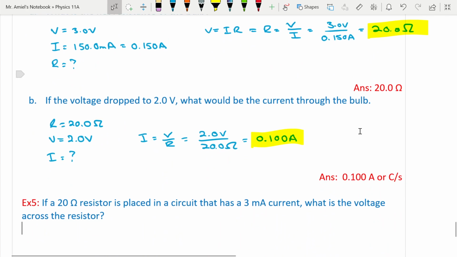Now we've got 20 ohms here, so we know our resistance in this next question, which is, if the voltage dropped to 2 volts, what would be the current through the bulb? Well, we now know our resistance is 20 ohms and our voltage has dropped to 2, so we need to figure out current. So we're going to have current equals voltage over resistance. 2 volts over 20 ohms equals 0.100 amps. And you'll see here that we can say amps or we could say coulombs per second, because remember, our current is really how many coulombs are going past the boundary per second.